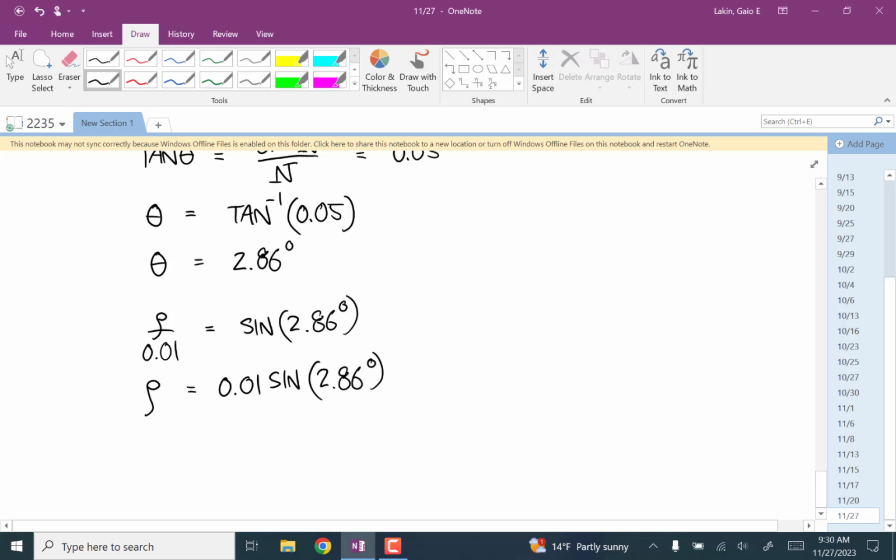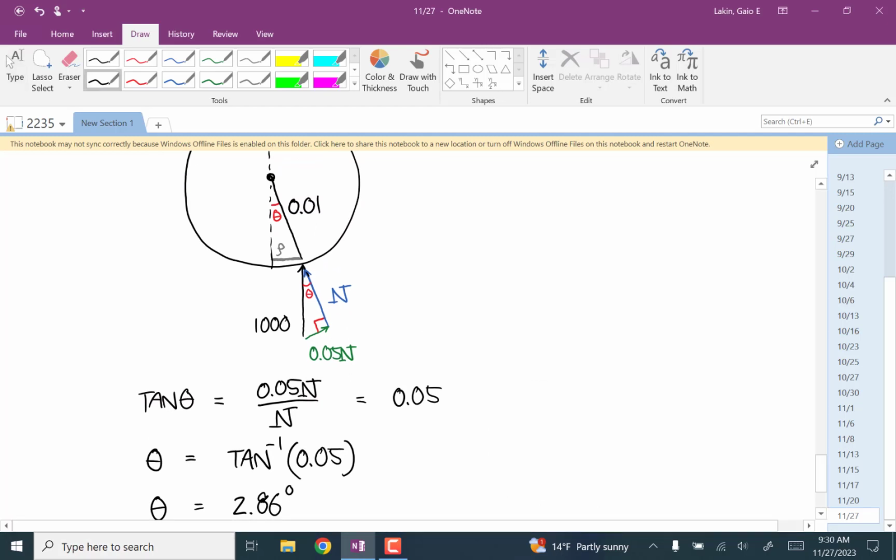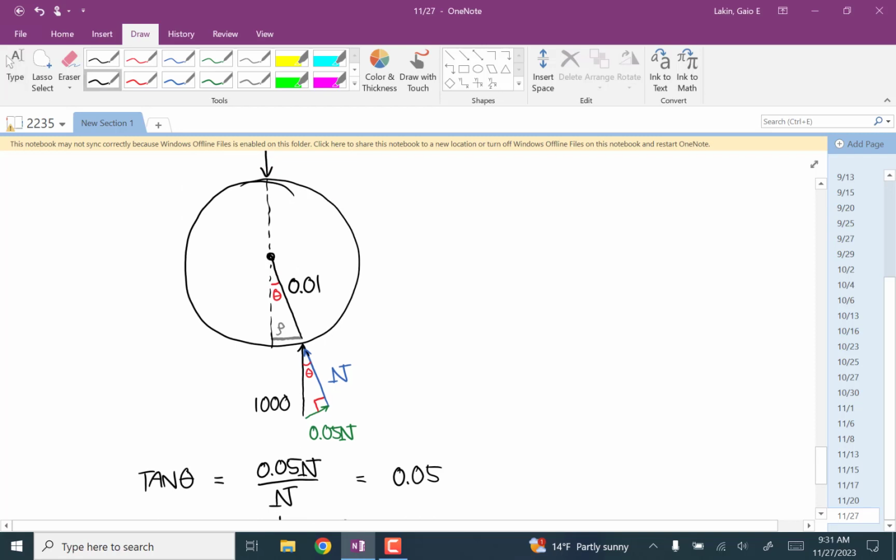And what do you get for that? 4.99. 4.99 times 10 to the minus fourth. And that's in meters. That's that rho vector. Well, what we're really trying to figure out is the couple that's applied.